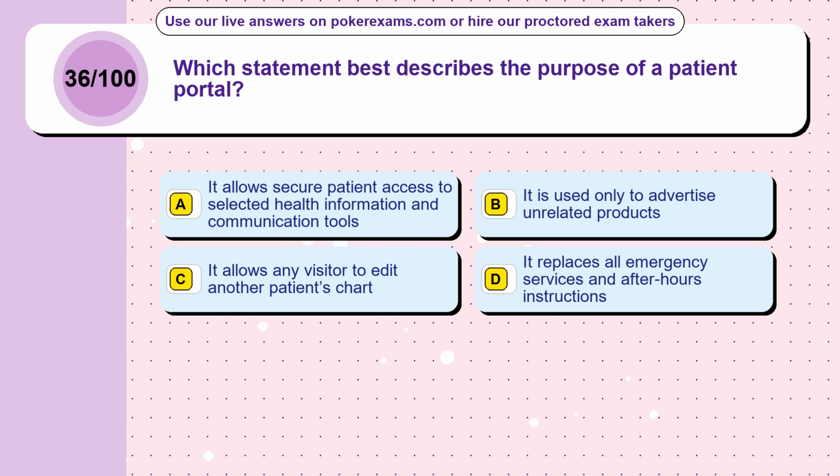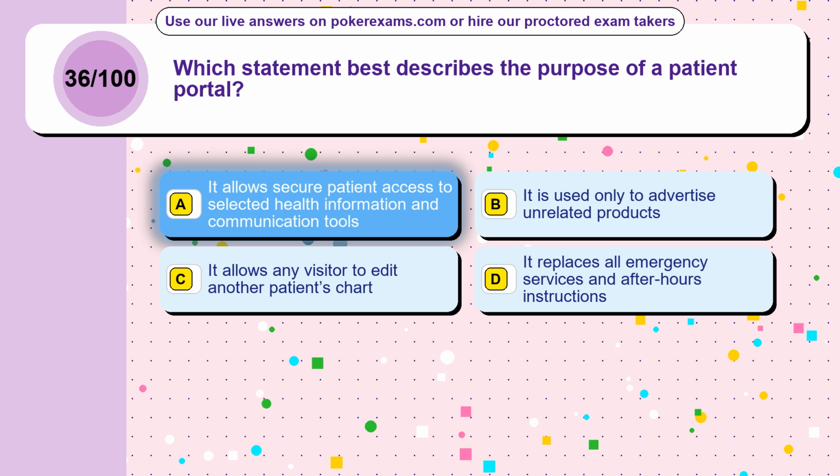Question 36. Which statement best describes the purpose of a patient portal? Option A. It allows secure patient access to selected health information and communication tools. Option B. It is used only to advertise unrelated products. Option C. It allows any visitor to edit another patient's chart. Option D. It replaces all emergency services and after-hours instructions. The correct answer is option A.